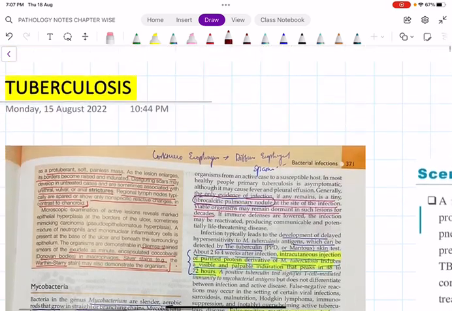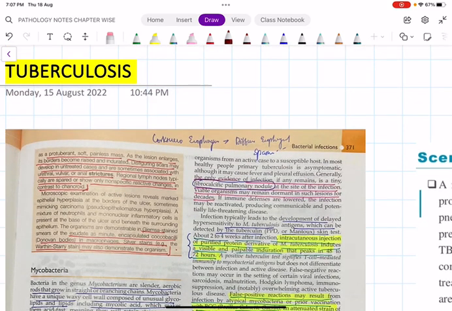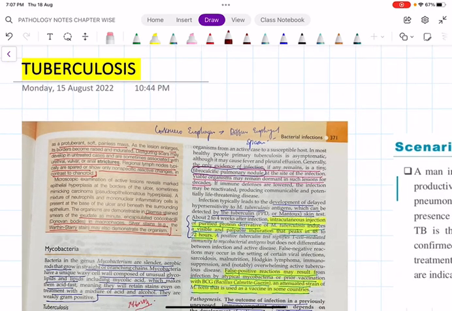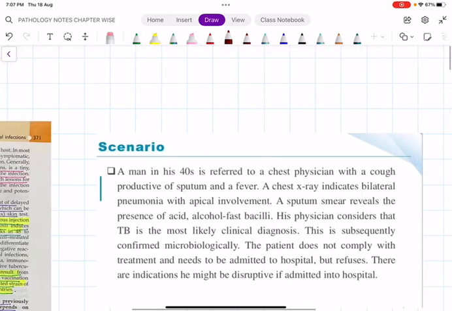Hello everyone. So today we are going to discuss a very important, commonly asked question for your prof exam, that is tuberculosis. I would like to discuss tuberculosis with the help of a case scenario.